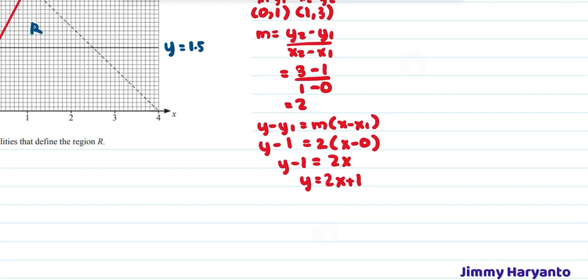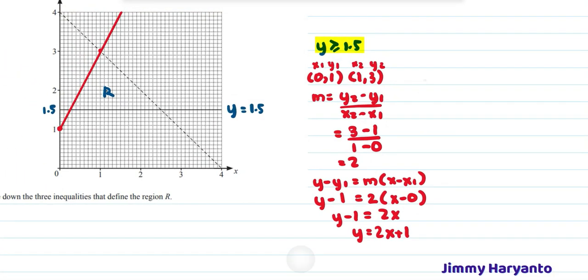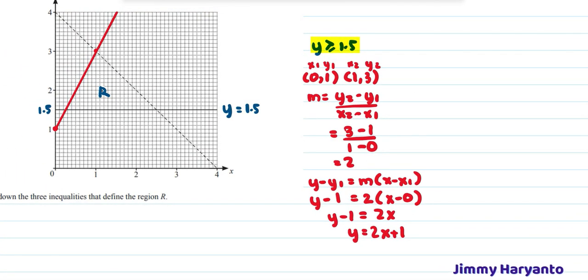And then we have to determine the greater than or less than. Take a look at the region. The region is below the line. That means this one should be less than. The straight line is a full straight line. That means you have to put equal to. This is the second answer.